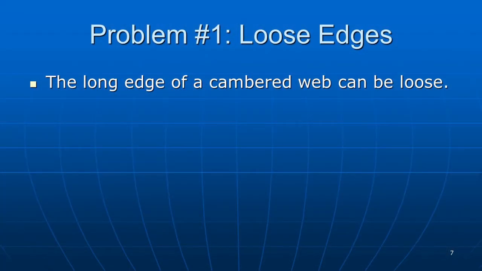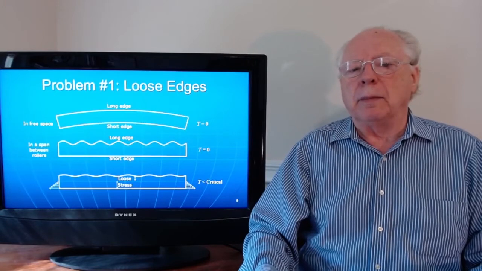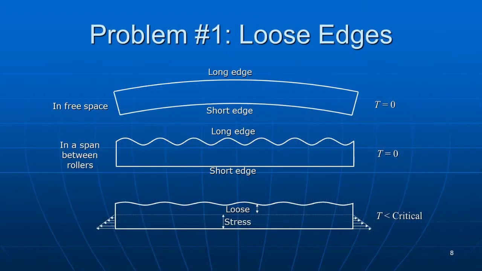The long edge of a cambered web can be loose and floppy if insufficient tension is applied to the web. When we straighten a cambered web at zero tension, the long edge is rippled and wavy. In a machine, when a small amount of tension is applied, the short edge of the web will be stretched. The resulting stress profile will taper from a high value at the short edge to zero somewhere in mid-web. Beyond that, the long edge will still be at zero stress and loose.